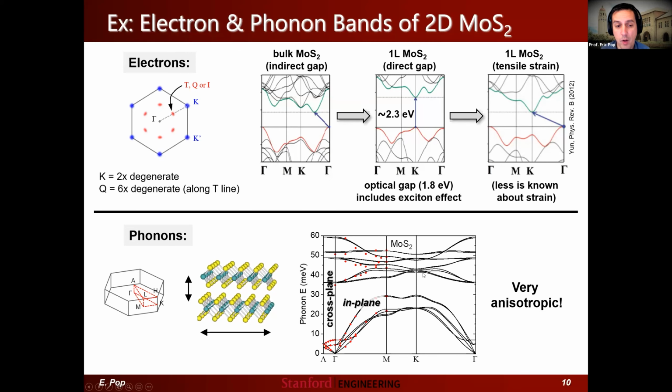Then here at the bottom, there are phonons. Phonons are the lattice vibrations, the atomic vibrations, which are primarily responsible for the thermal properties of these materials. The main takeaway message here, which we'll come back to, is that the phonons are very anisotropic. The in-plane phonon velocities are much faster than the cross-plane velocities, which leads to significant thermal anisotropy between the in-plane and the cross-plane directions for these materials.